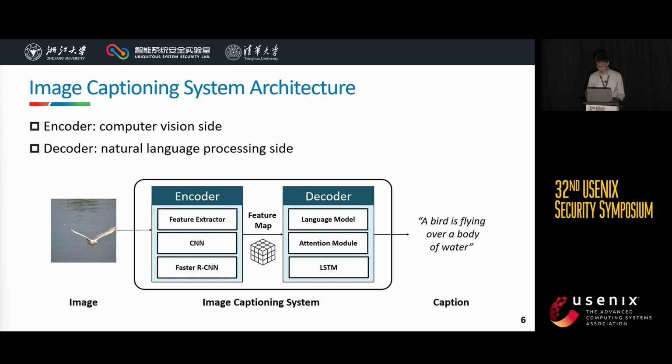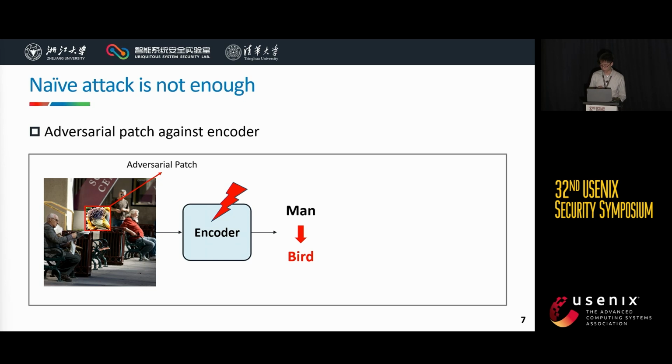As adversarial patches have been proven to be effective against CNN and Faster R-CNN models in terms of classification and detection, a naive trial is to utilize such a patch to attack the image captioning system. With this idea, we generate an adversarial patch against the CNN-based encoder with the target class bird.